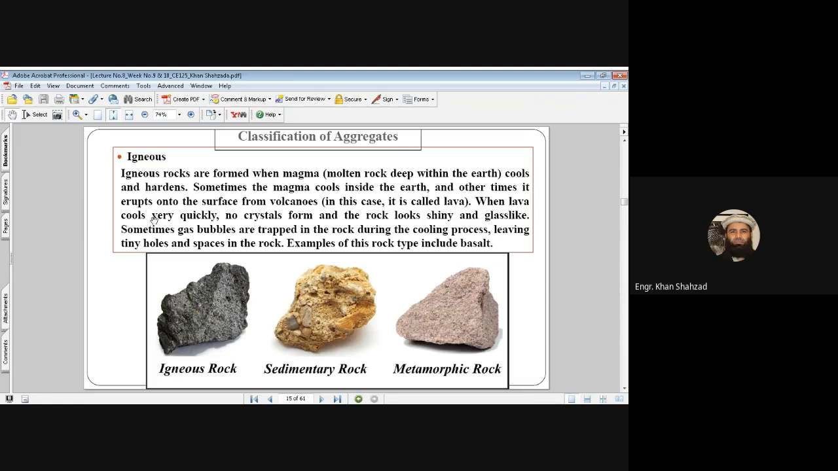When this lava cools very quickly, no crystals are formed and the rock looks shiny and glass-like. Sometimes gas bubbles are also trapped in the rock during the cooling process, leaving tiny holes and spaces in the rock, which makes these rocks lightweight aggregate as well, which we will study in the aggregate topics, how lightweight aggregates are formed. An example of this rock type is basalt. I hope everybody remembers this from the first semester: igneous rocks, sedimentary rocks, and metamorphic rocks.